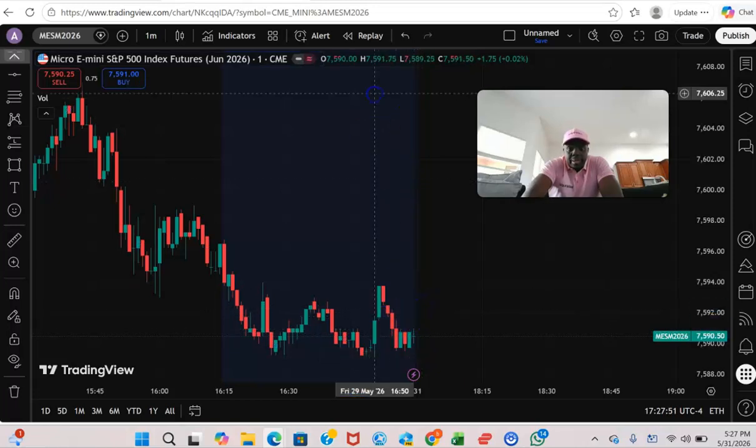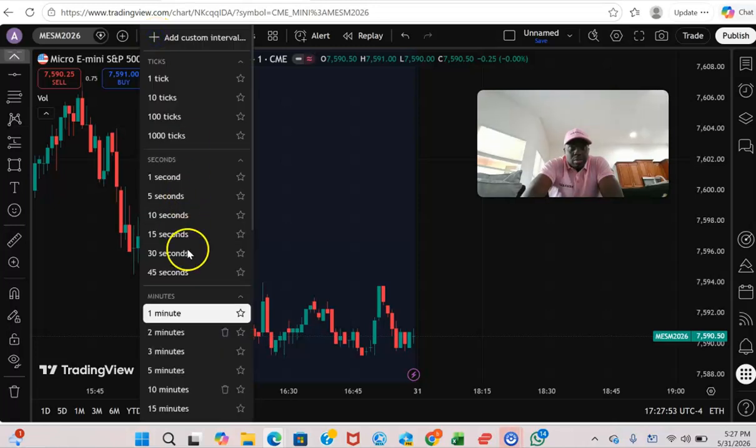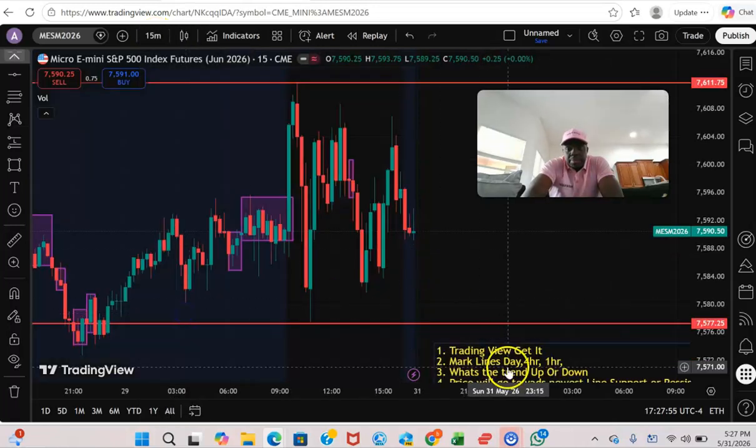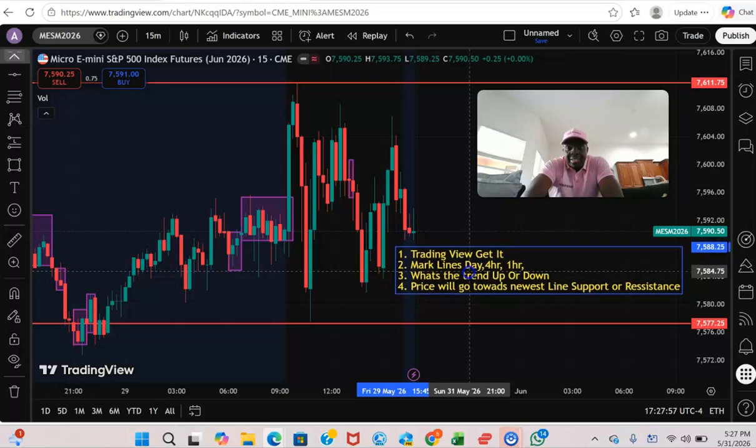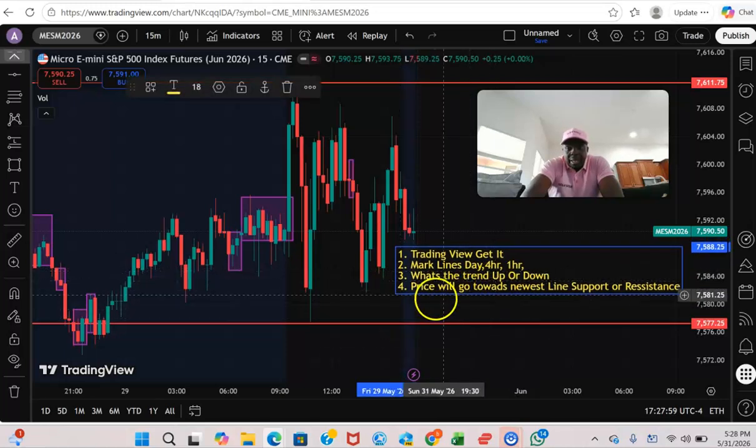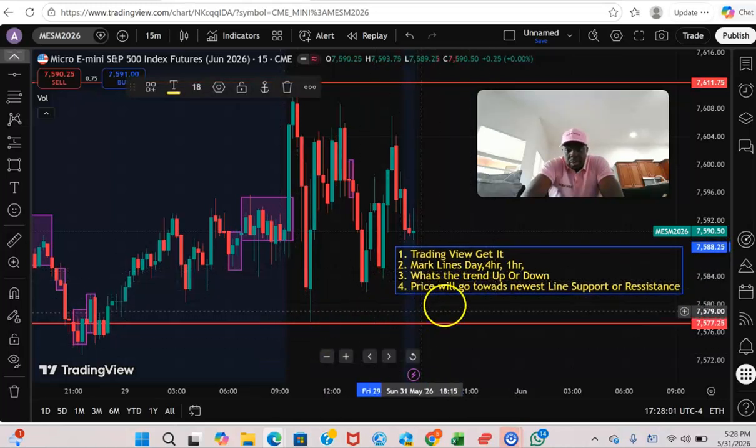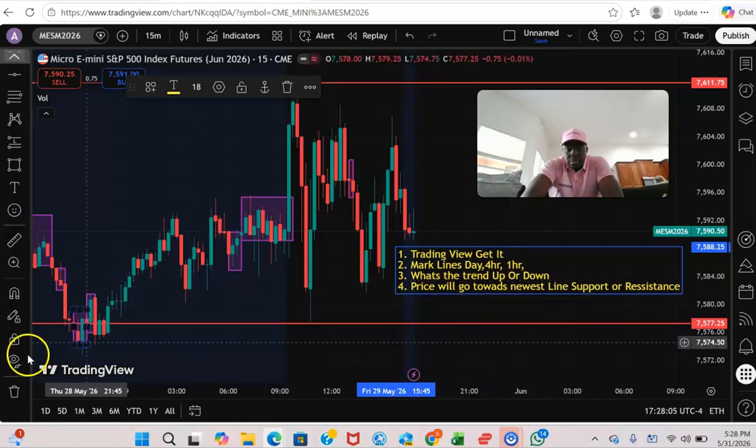So you've been trained and you know what to do. Now the first steps. Again, get TradingView, mark lines. The trend is up or down, and price will go towards the nearest line.